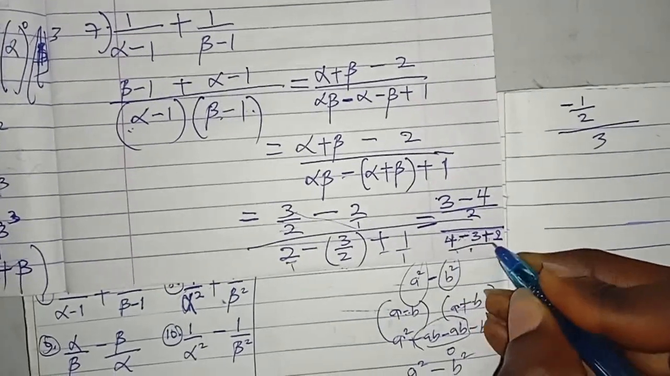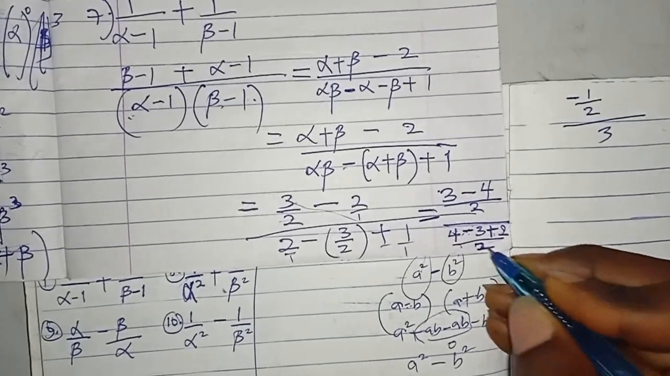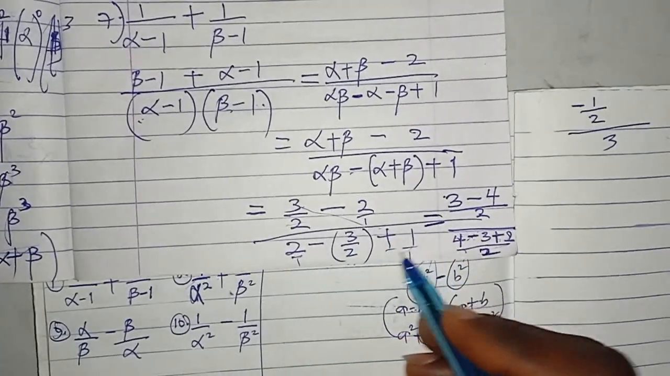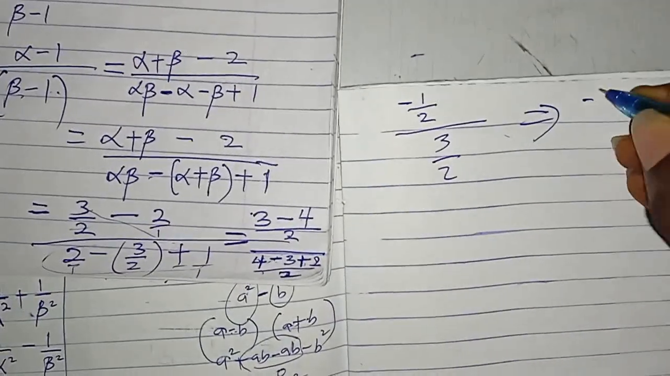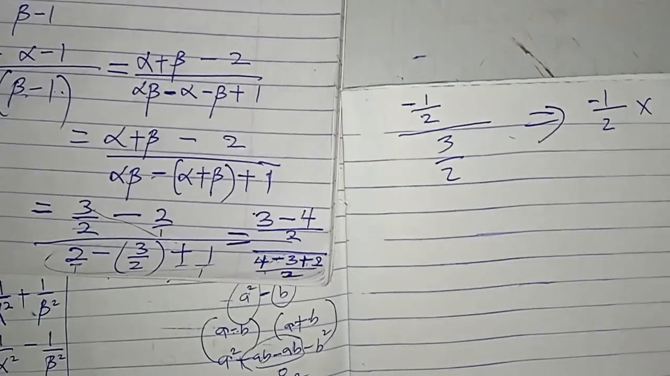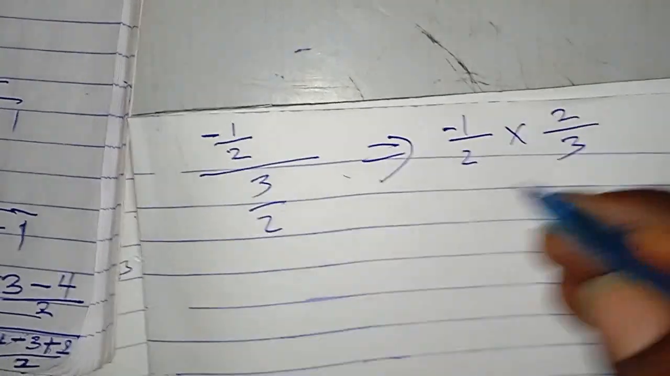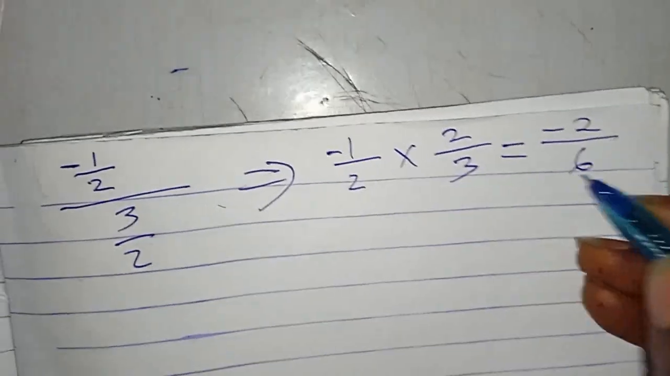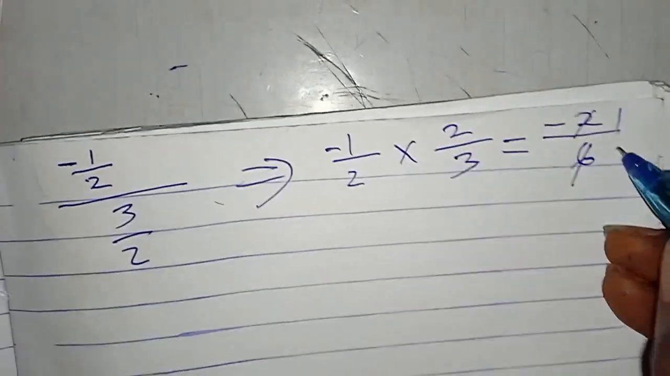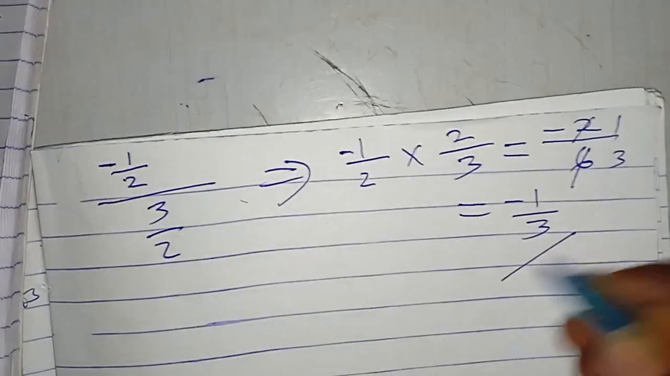And everything here is over 2, the LCM over 2. I took the LCM of this and I took the LCM of this. So 3 over 2. So everything here is equal to minus 1 over 2 times 2 over 3, which is the same as saying minus 2 over 6. 2 here is 1, 2 here is 3. So it equals minus 1 over 3.